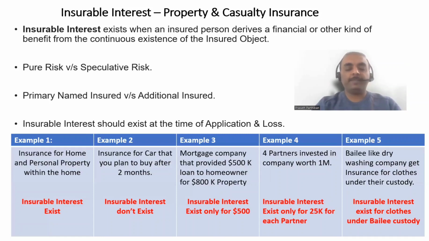For example, if the property is 800k and the additional insured mortgage bank has provided you a loan for 400k, then they have insurable interest only for that 400k.